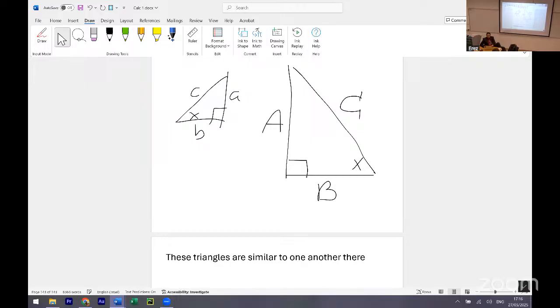Therefore, what does it mean? It means that they have the same ratios. The ratios of the edges are the same.